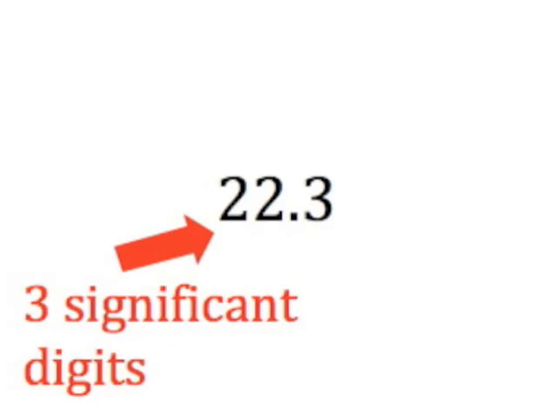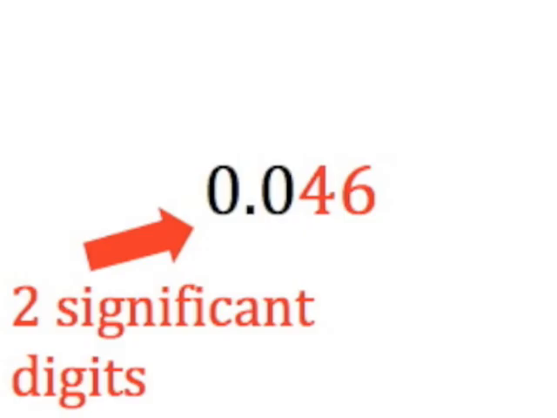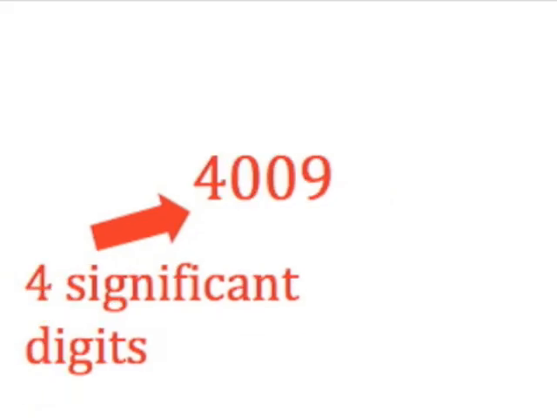Significant digits are numbers we use in measurement. Non-zero numbers are always significant, so anytime you see a number between 1 and 9, you know it's significant. If you have 22.3, 3 significant digits. Zeros are more complicated. Zeros before other digits are not significant. So for example, 0.046 only has 2 significant digits, the 4 and the 6. Zeros between significant digits are always significant.